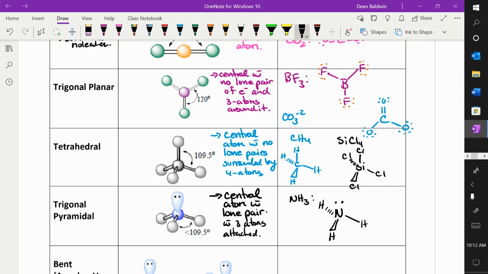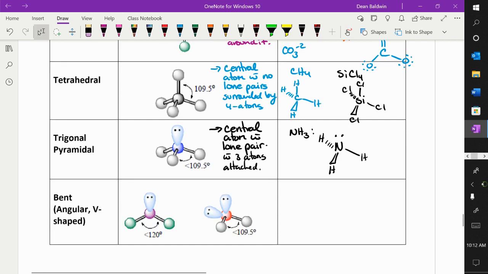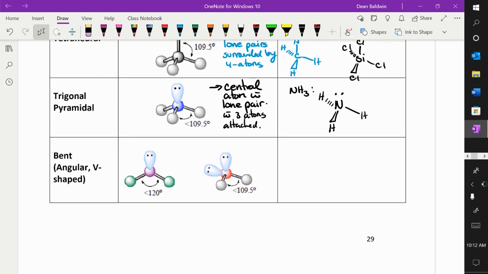All right, and then if you take a trigonal pyramidal and you take another atom away, put another lone pair, it pushes the bonds even more, and you get bent or angular. Okay. So this is a central atom with two atoms attached and at least one lone pair on the central atom.